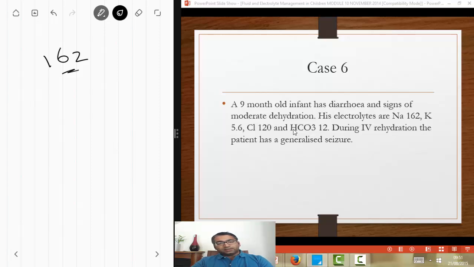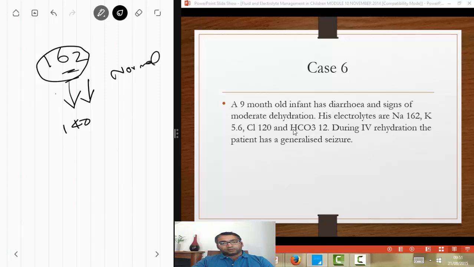So the most likely reason for this is someone gave some fluid and it came crashing down to, let's say, 140. So the rate of fall was very quick, and this can cause seizure because it causes demyelination. You could pretty much inflict a nasty brain damage if you bring down the sodium too quickly. So this is a situation where you have to use normal saline. If you give half saline or quarter saline, for example 0.18 saline or 0.45 saline, this can come crashing down, and this is probably what has happened.